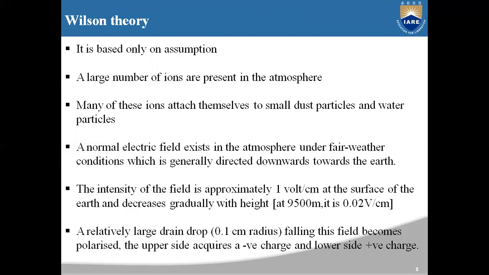The intensity of the field is approximately 1 volt per centimeter at the surface of the earth and decreases gradually with height, to about 0.02 volt per centimeter at 9,500 meters. Let us consider a relatively large raindrop of 0.1 centimeter radius falling in the field. It becomes polarized: the upper side acquires a negative charge as well as the lower side acquires a positive charge.